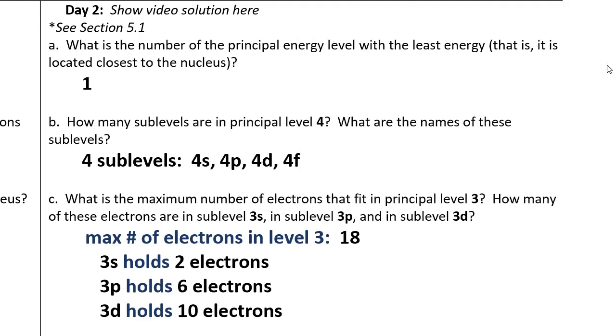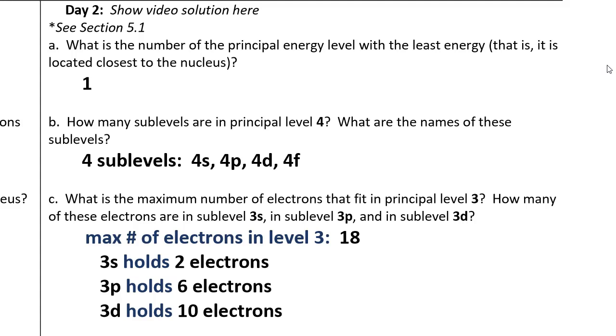Question C, what is the maximum number of electrons that fit in principal level 3? And how many of those electrons are in each of the sublevels in level 3? You really need to think about that second question first in order to get the total number of electrons. So in sublevel 3s, there are 2 electrons. In sublevel 3p, there are 6 electrons. And in sublevel 3d, there can be 10 electrons. Adding that up, that means the maximum number in level 3 is 18 electrons.